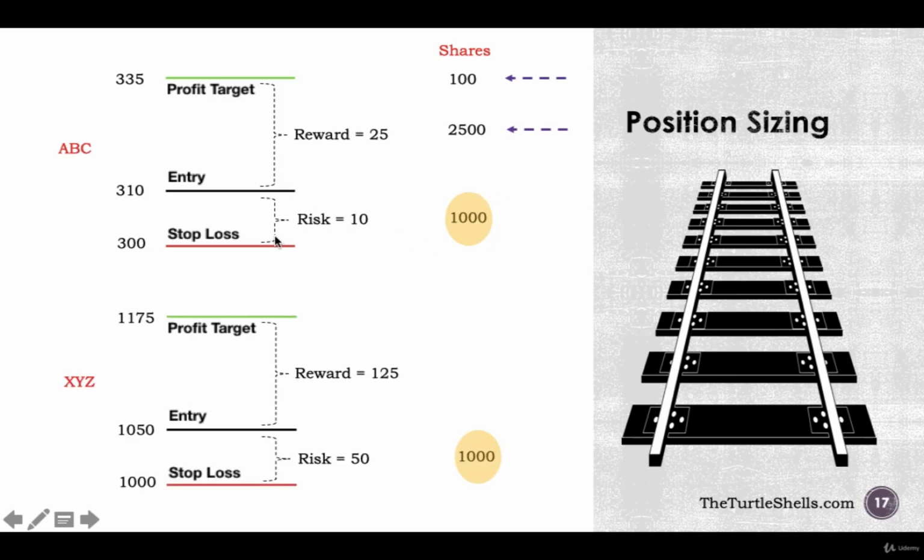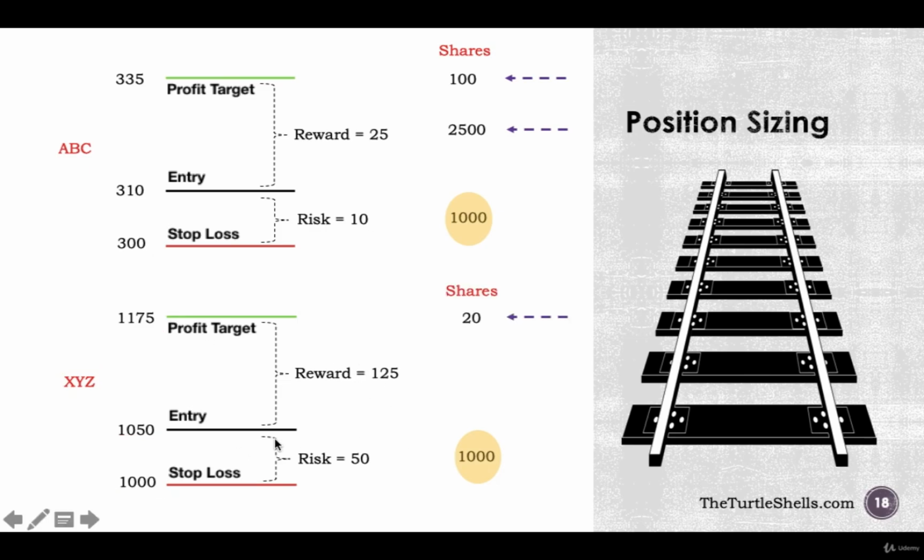Let's look at another example. This is slightly different. Now here, it's a different stock. Stocks can have different prices. So here the entry is 1050. Here it was 310. So the range in which this stock trades is very different. So I keep 1050 and I keep the stop loss at 1,000. And my profit target is 1175.